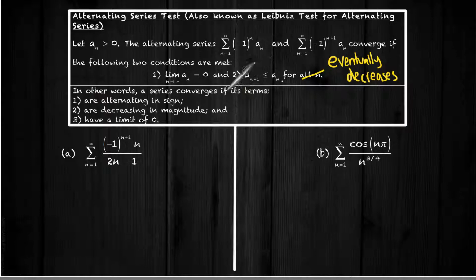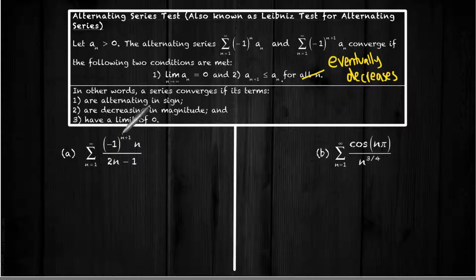An alternating series converges if, first, you can show that the terms are alternating in their sign, plus, minus, plus, minus. Second, you have to show that it is decreasing in its magnitude, meaning the absolute value of the terms, and it has a limit of 0. So let's see if we can jump in. First one, letter A. Is this an alternating series?